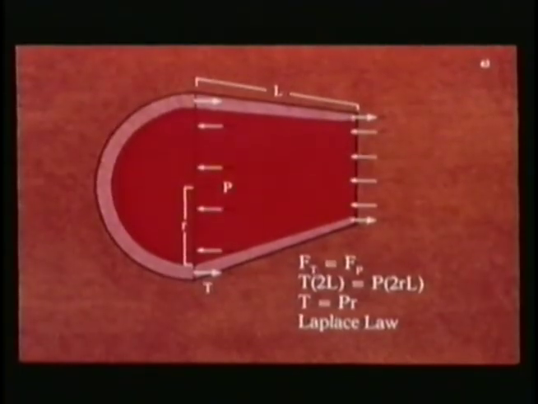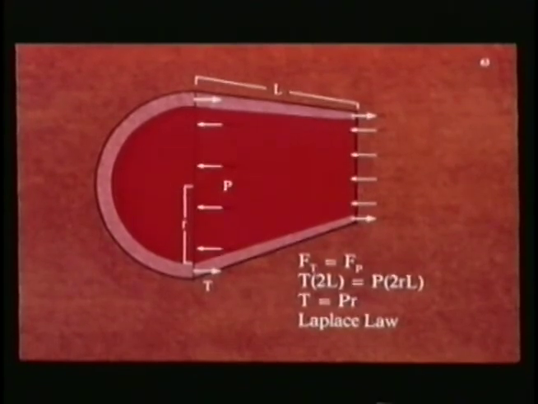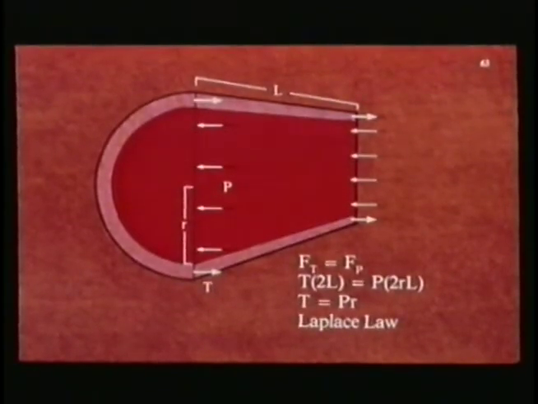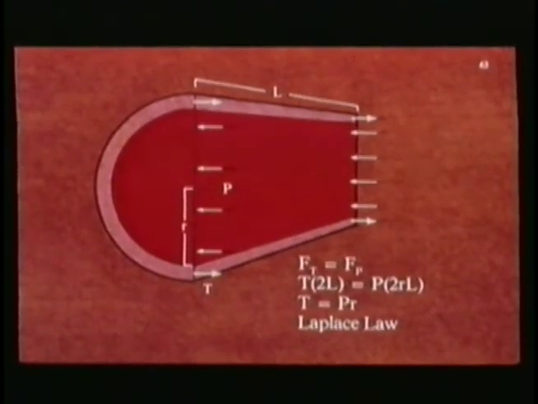63. At equilibrium, total tension force and total pressure force are equal. Therefore, the wall circumferential tension required to maintain an equilibrium radius equals the transmural pressure difference, P, times the radius, R. The equation relating circumferential tension, transmural pressure difference, and vessel radius is the Laplace law.